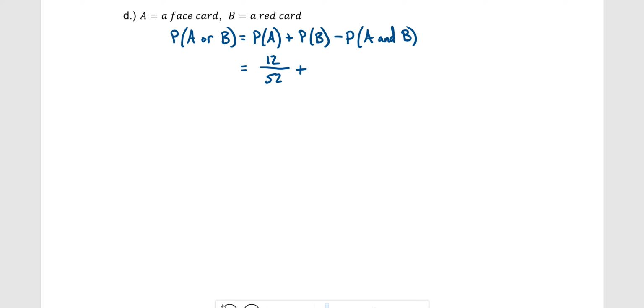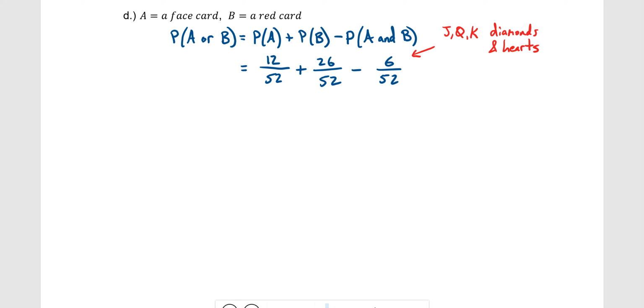the probability of a red card. We already said there's 26 red cards, so that's going to be 26 out of 52, minus the probability that it is a face card and a red card. So there's actually going to be 6 red cards that are face cards, and that's going to be the jack, king, and queen from the suits of diamonds and hearts.